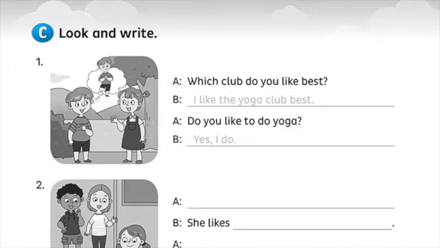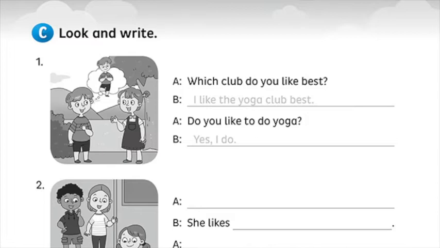So A, B, A, B. A would be the girl, and B would be the boy. So that's who's talking. So the girl would say, which club do you like best? And the boy says, I like the yoga club best. And the girl says, do you like to do yoga? And he says, yes, I do.